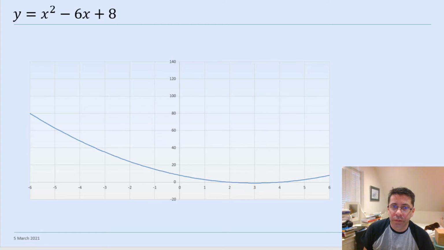Let's look at the graph. Here's the graph, a parabola, and as we can see, it touches the axis at 2, it touches again at 4, and then it takes off again. So that shows that x equals 2 and x equals 4 are solutions.